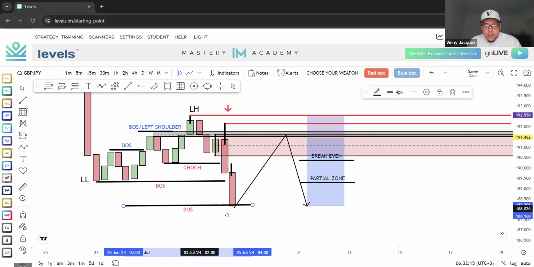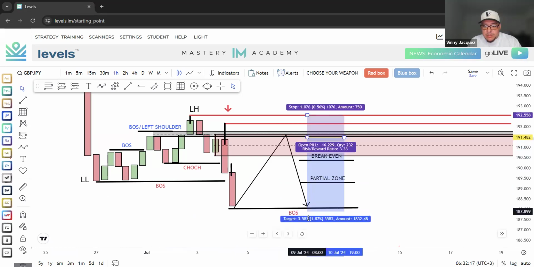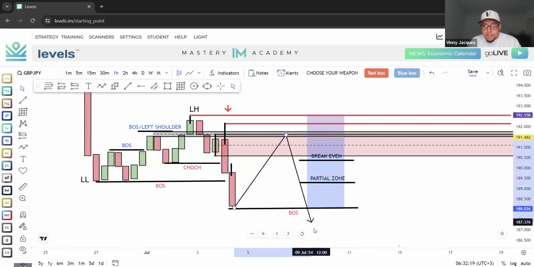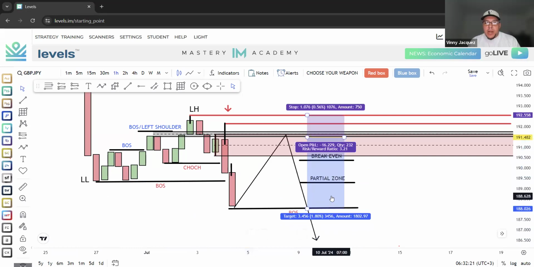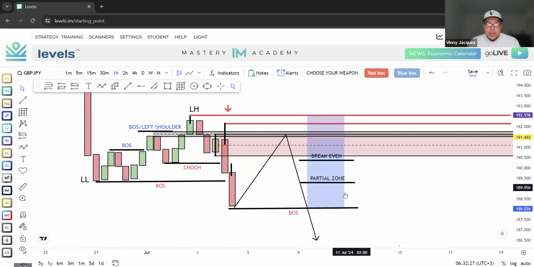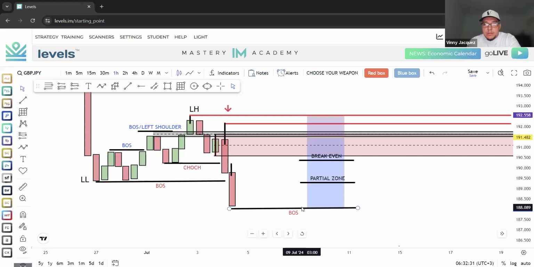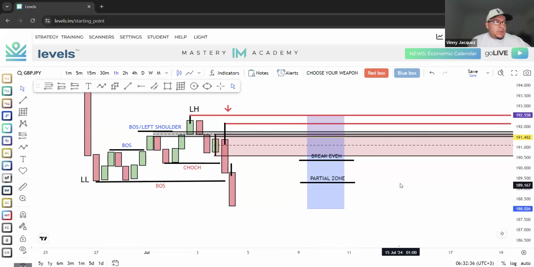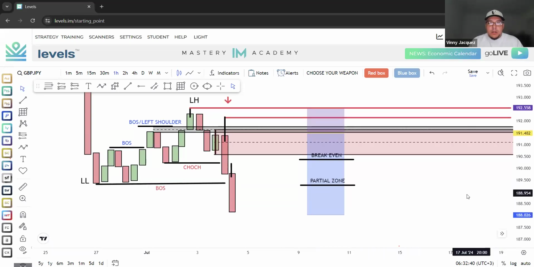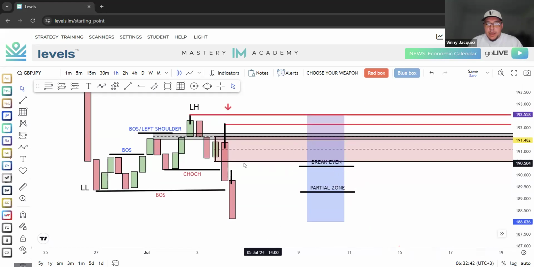And as soon as we break structure to the downside, boom, this trade is done. We TP'd off of it, and then we look for a brand new trade. Does that make sense, guys? Give me a one if that makes sense. Oh, my tablet died. Does anybody have any questions regarding this, guys? Any at all?